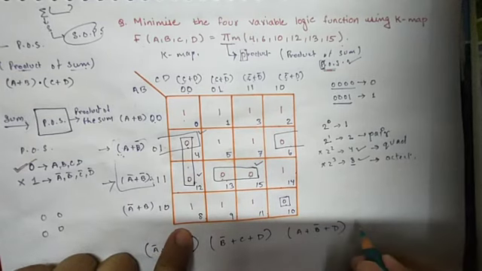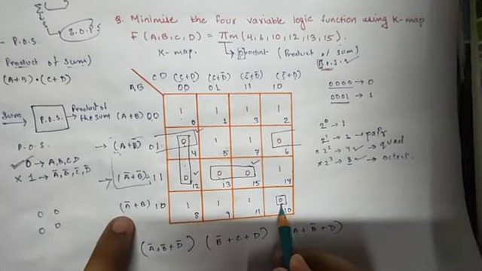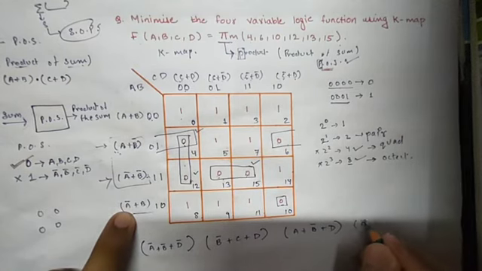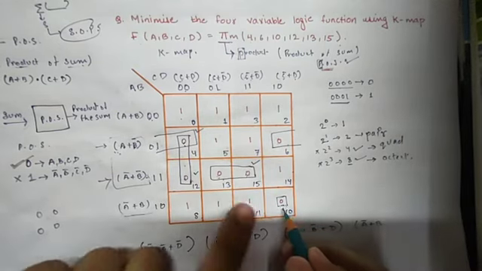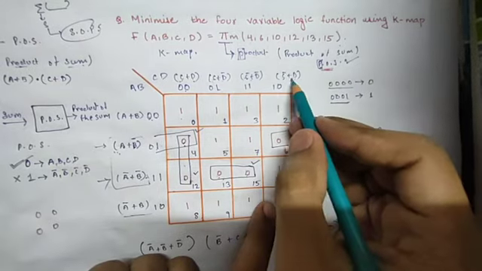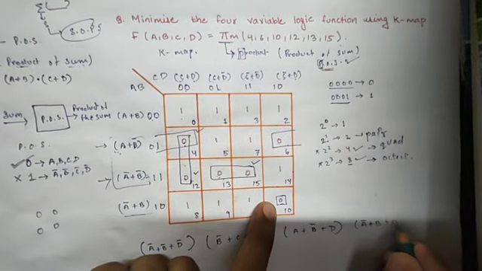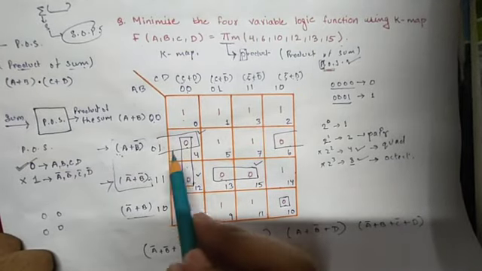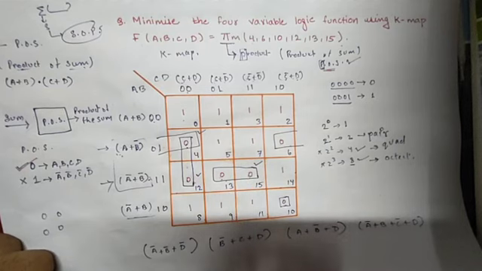So let us see. This single 0 belongs in which row? A bar plus B, so we will write A bar plus B. And this belongs in which column? It is C bar plus D, so we will write C bar plus D. We have written every expression for the entire set which we have made in this K-map.